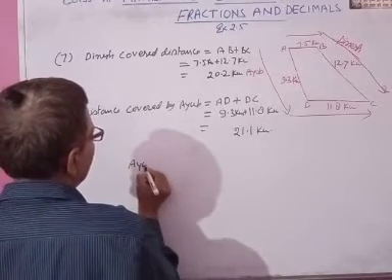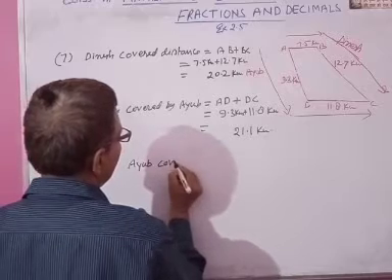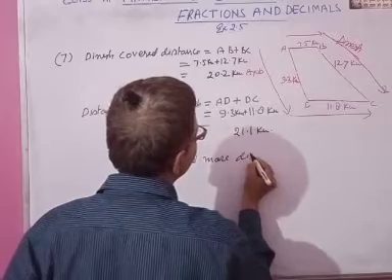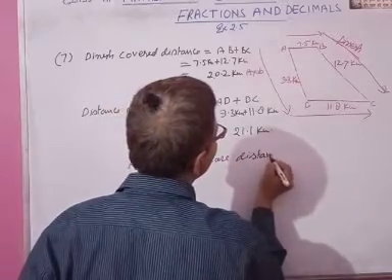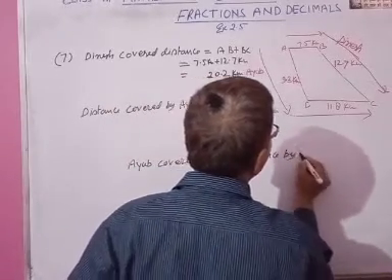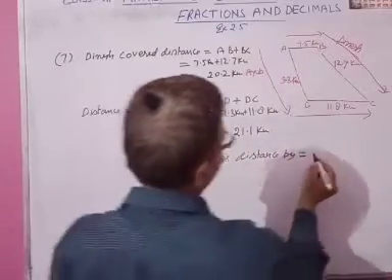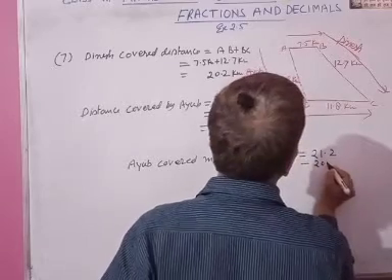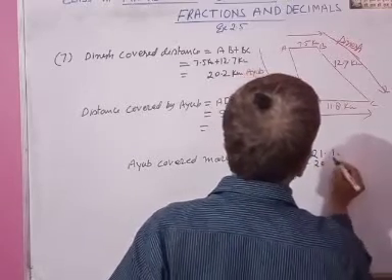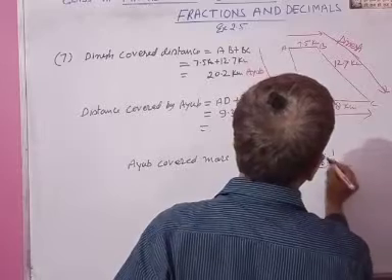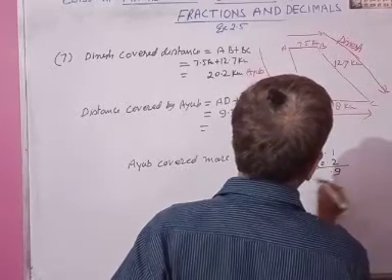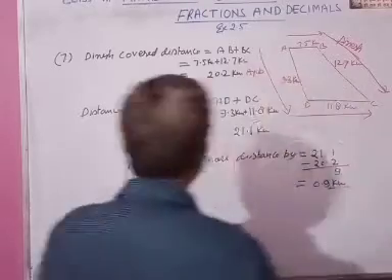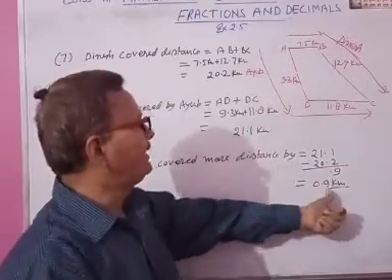Ayub covered more distance by how much? You will subtract from this to this. 21.1 minus 20.2. You will take carry, 11 minus 2, that is 9. That is 0.9 kilometer. Ayub covered more distance by 0.9 kilometer.